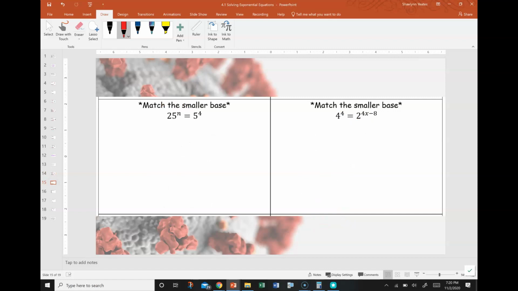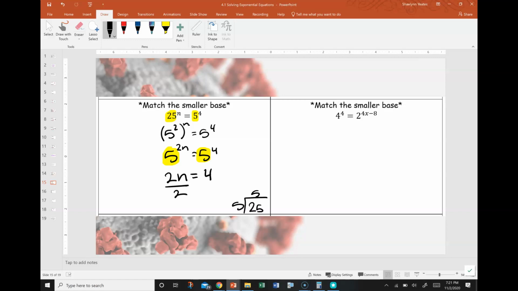Okay, let's try this again. So we've got to match the smaller base. My smaller base is 5, my bigger base is 25. They're not matching yet, so I'm going to take 25 and divide by 5, and I find out that 25 is two 5s. So 25, we're going to replace with 5 squared, that's got an n, equals 5 to the 4th. This becomes 5 to the 2n equals 5 to the 4th. Do the bases match now? 5 matches 5. Beautiful. So we can say 2n equals 4, divide both sides by 2, and I find out that n equals 2.